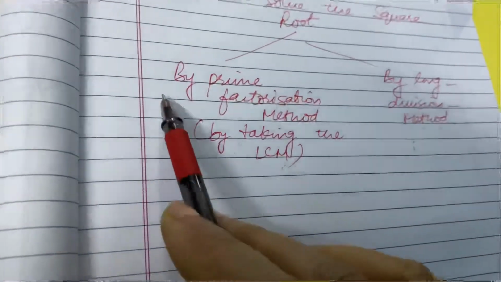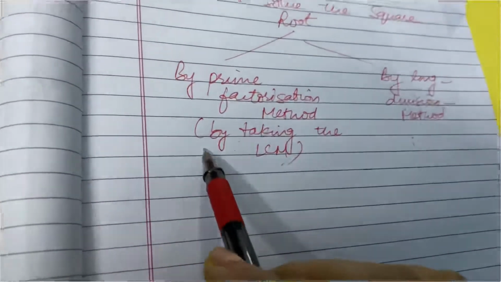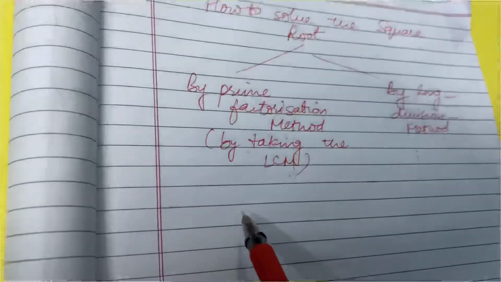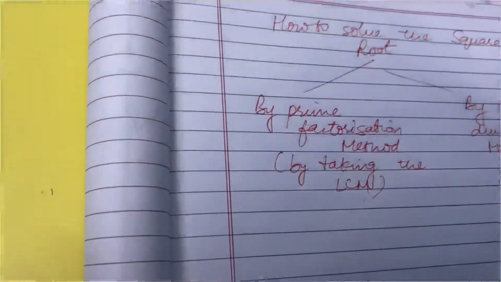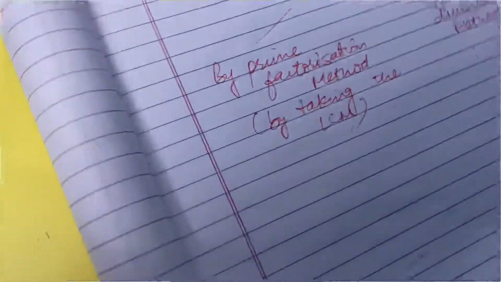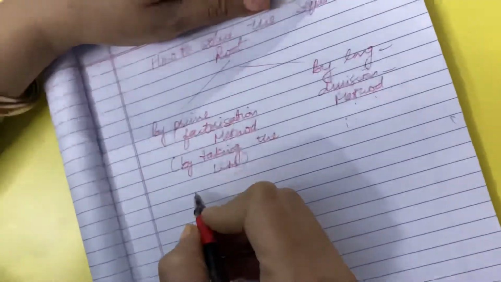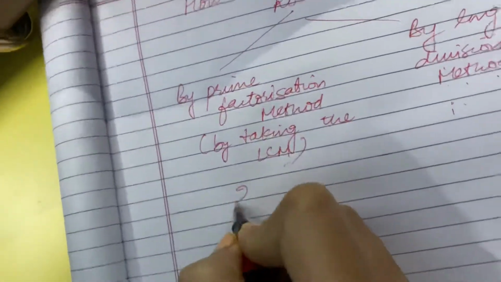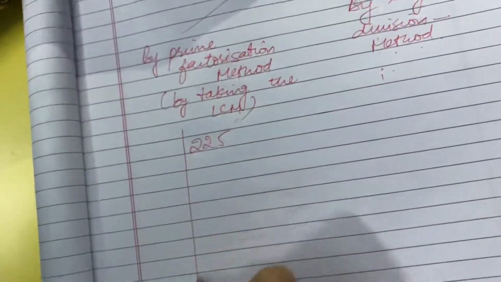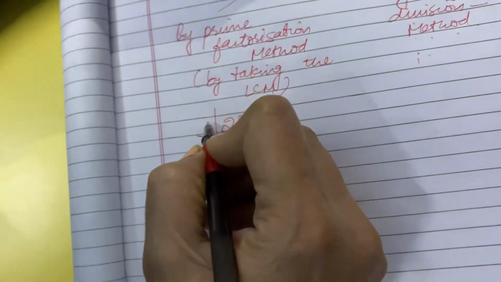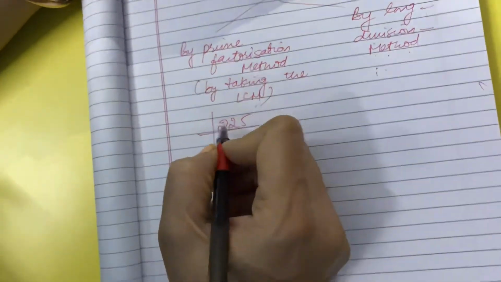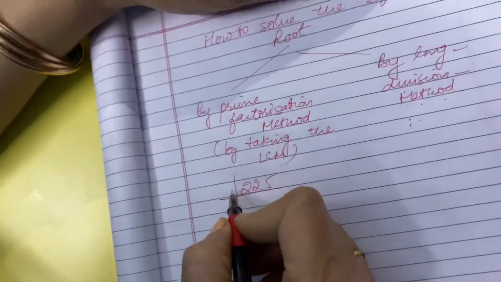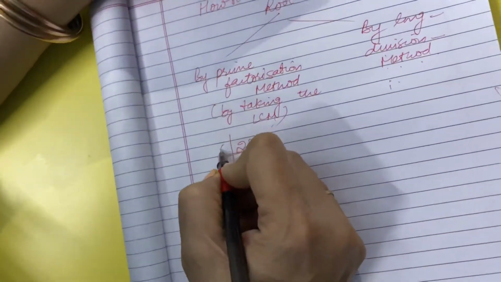So first of all, we will do the prime factorization method to find the square root of a number. So let's find out by prime factorization method. In this method, let's find out the square root of 225 by using prime factorization. So first of all, find the prime factors which will divide this properly. So it is 5.